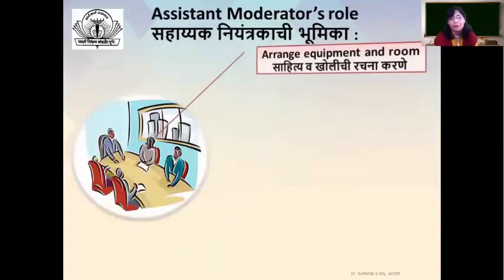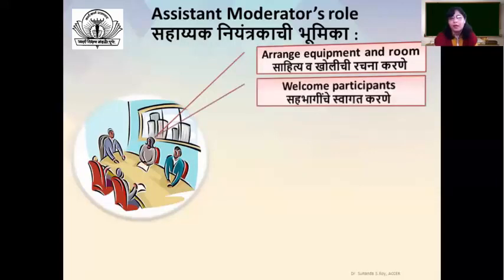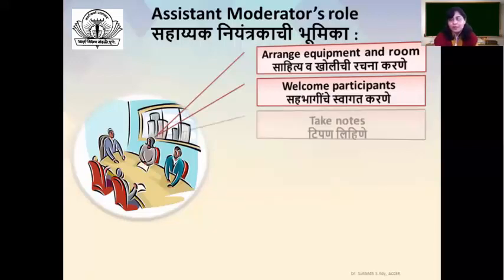We were talking about an assistant moderator. So what does the assistant moderator do? He or she has to arrange all the equipment and the room and make sure that the room is distraction free and has good lighting, good ventilation. He is the one who welcomes the participants. So the participants, whoever are there, can be welcomed by the assistant moderator. The moderator may also do it, who is also the researcher. But the assistant moderator welcomes participants.